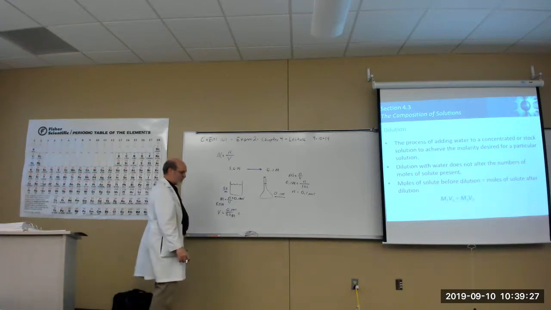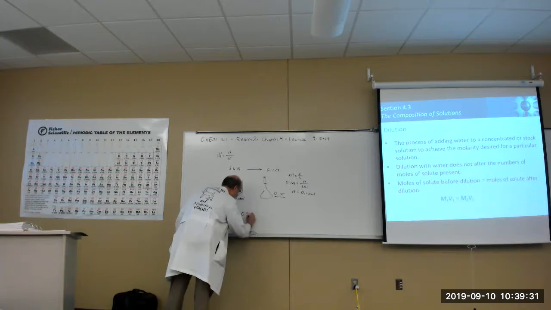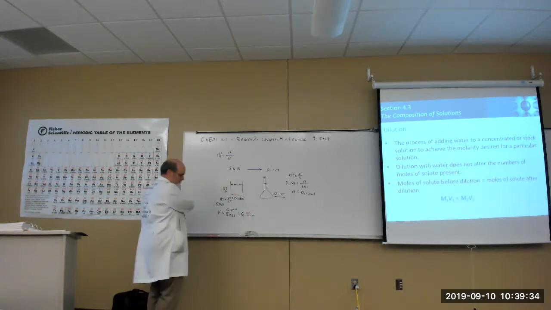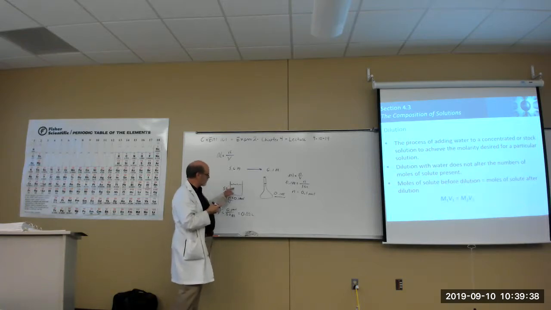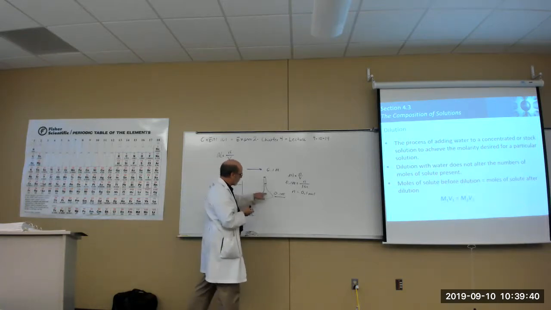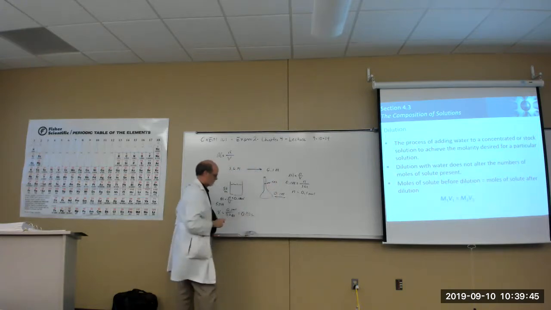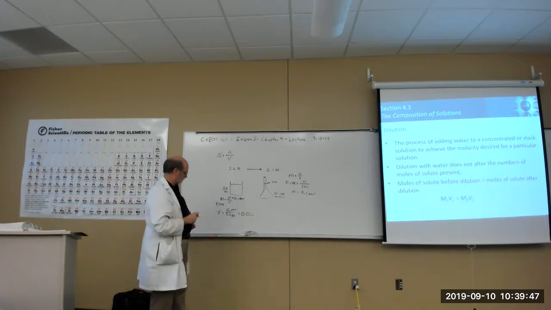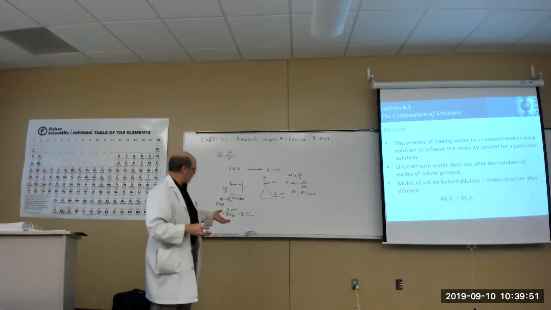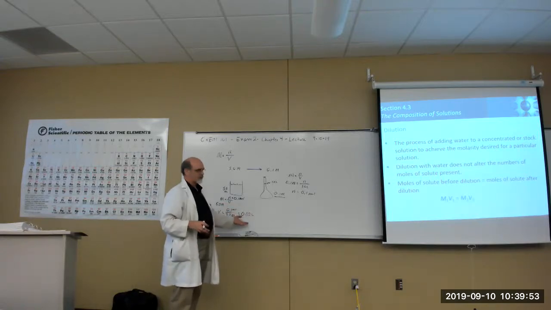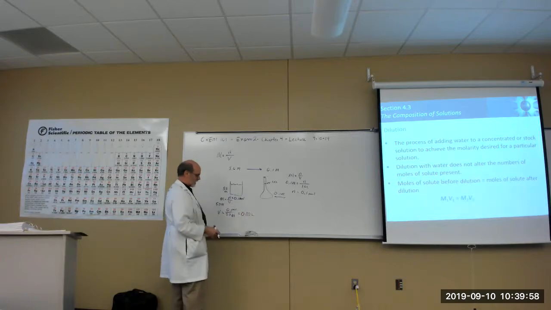Well, 1 divided by 5 is 0.2, so 0.1 divided by 5 is 0.02 liters. So we need to take 0.02 liters out of here, put it over here, and dilute it to 1 liter. But glassware is not calibrated for small amounts in liters. It's calibrated in milliliters. So how many milliliters do we need?